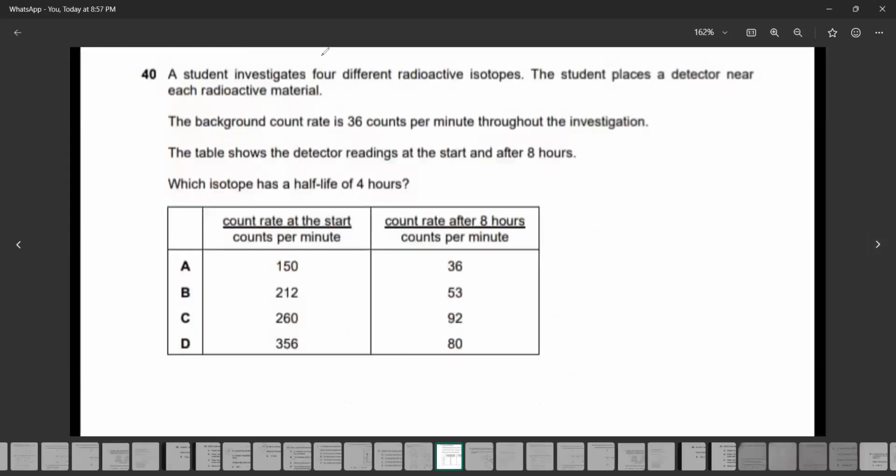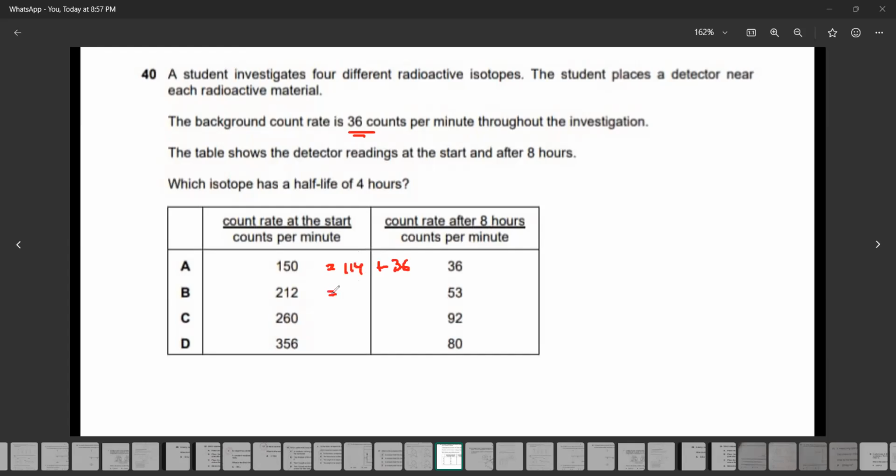A student investigates four different radioactive isotopes. The student places a detector. The background counts are 36. The count rate is 150. So how many are due to the source? 36 are due to the background. So how many are there due to the source? It will be 150 minus 36, which is 114.